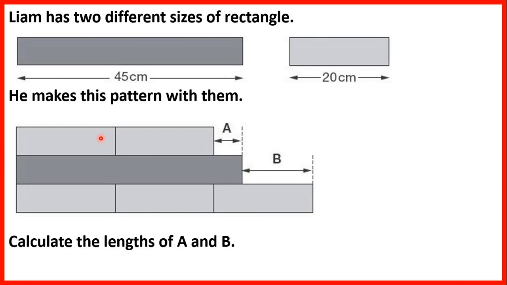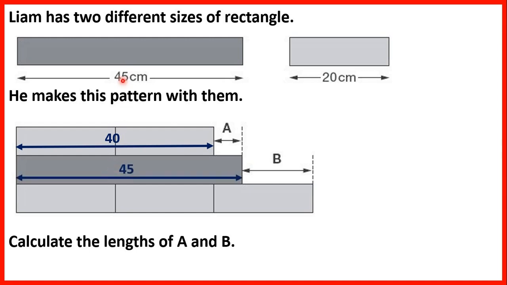So what we can do, first of all, is work out the lengths that he's made. On this top row, he has 2 of the 20 centimetre rectangles. So 2 times 20, or 20 plus 20, is 40. So we know that this length on the top row is 40 centimetres. Then on the middle row, he has just 1 of his larger rectangles, so that's 45 centimetres.